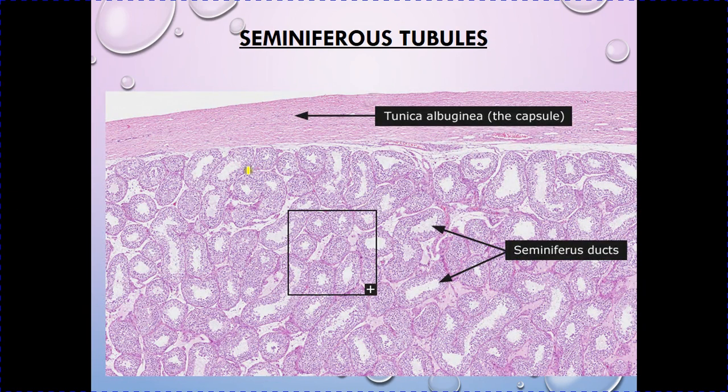This is a microscopic image of the seminiferous tubule. You can see the tunica albuginea, the capsule of the testes, and you can see the parenchyma or the lobules. They are filled with highly coiled tubules which are called seminiferous ducts. So these are sections of seminiferous ducts. All the lobules are filled with seminiferous ducts.